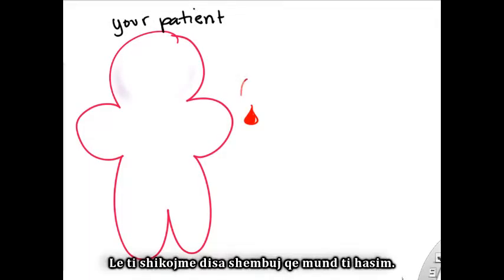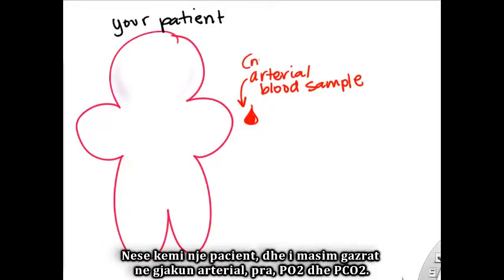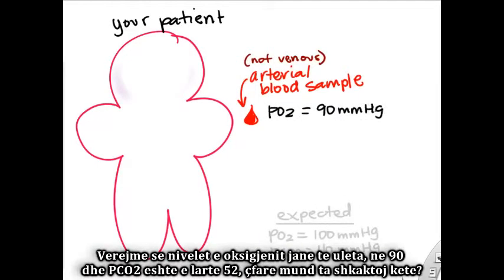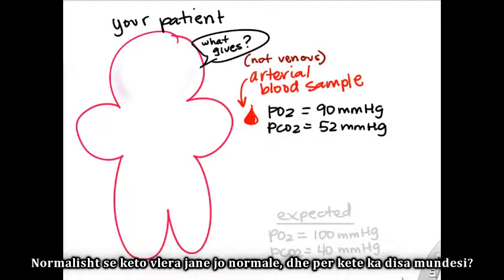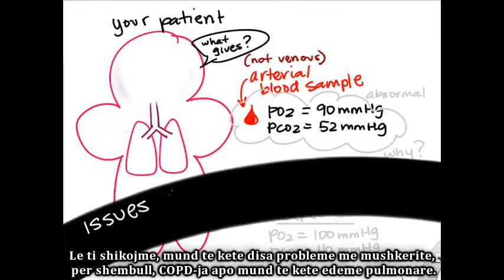So let's look at some examples that we might encounter. So if you have a patient and we measure your patient's arterial blood gases, so PO2 and PCO2, and we notice that their oxygen levels are low at 90 and their PCO2 is high at 52, what could be causing that? So remember, those are abnormal values. There's some possibilities, so let's look.